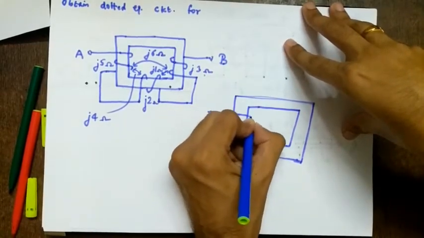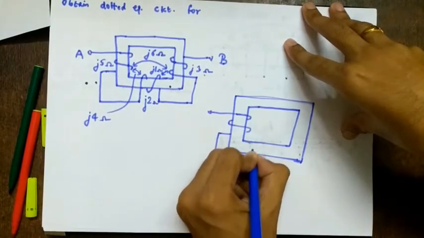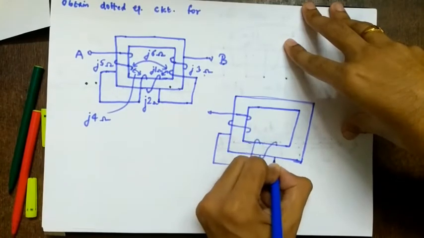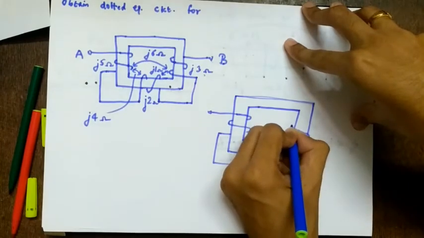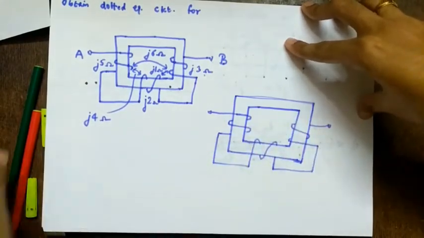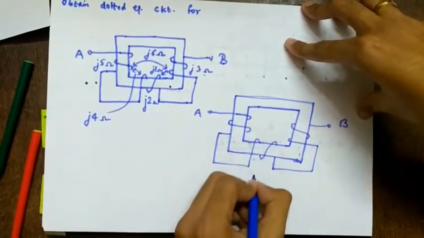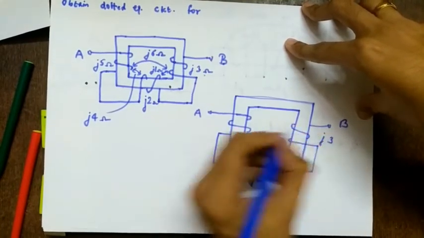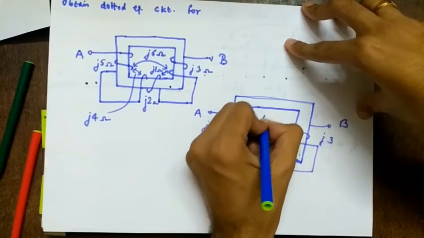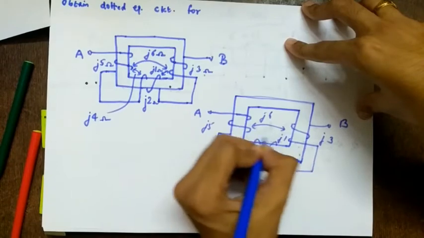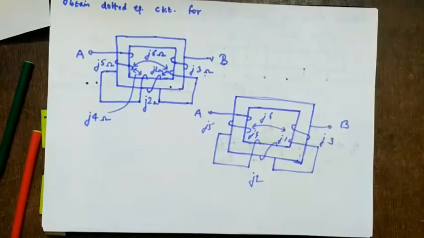So this is A, B. This is J2, J3, J5. These two are J6. These are J1. This is J4. Right. So, second step is what?